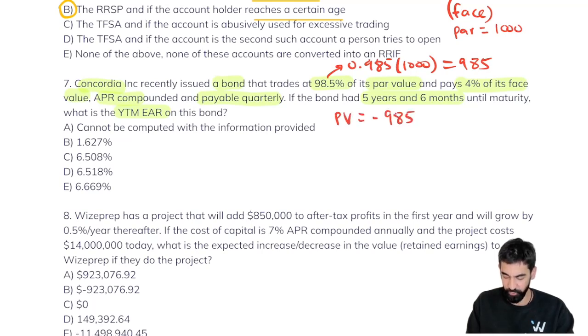Remember, in your calculator, always put the PV as a negative and FV and payment as positive. As long as they're different signs, it doesn't matter, but we should just be in the habit of putting PV as negative, FV as positive, so there's consistency in all the questions.